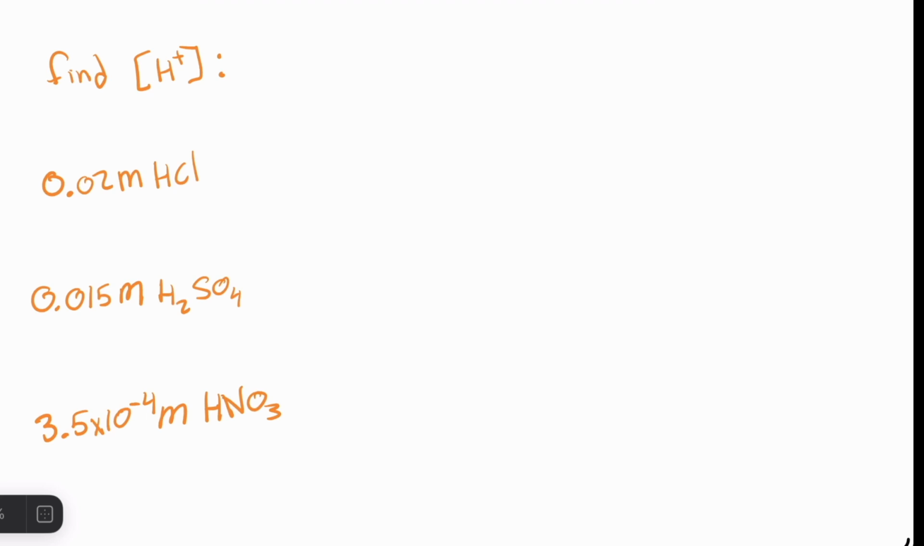We need to note that a strong acid completely dissociates into a hydrogen ion and an acid with a negative charge. So if we have 0.02 molar of HCl, that means we have 0.02 molar of H plus and Cl minus.